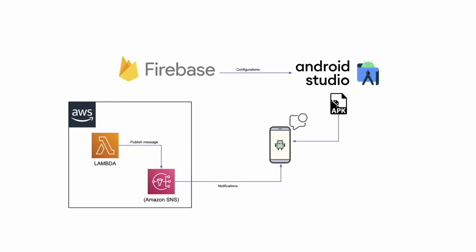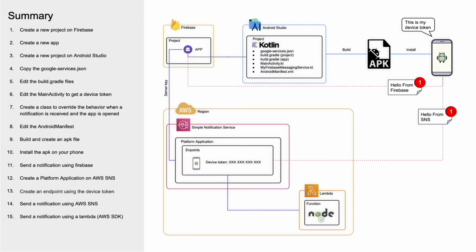Hello! In this video we're gonna send push notifications to our mobile devices using Amazon SNS and Firebase. Now let's take a look at the lab summary, where you can see a diagram with the components and a list of tasks we have to carry out in order to send push notifications.